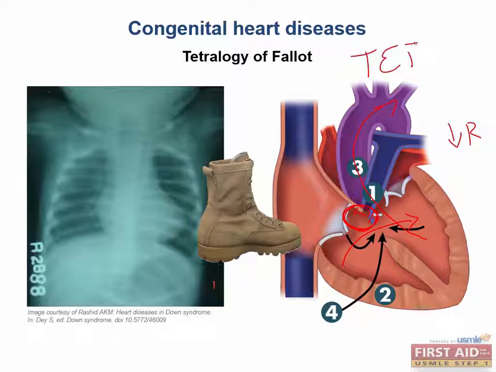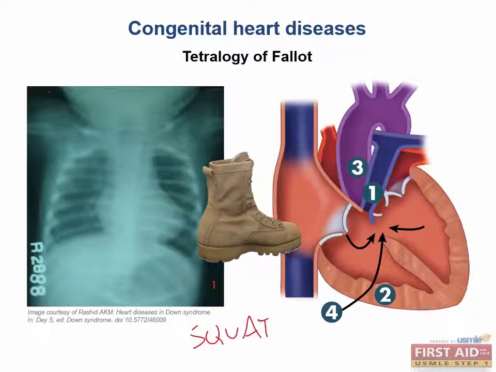A TET spell is when decreased oxygen levels being delivered to the brain makes these kids get grumpy and cranky. So how do they fix this? So these kids will do something like a squat. And by squatting, they increase the afterload or total peripheral resistance because they compress the arteries in their legs. This results in decreased flow into the aorta and more flow across the stenotic opening.